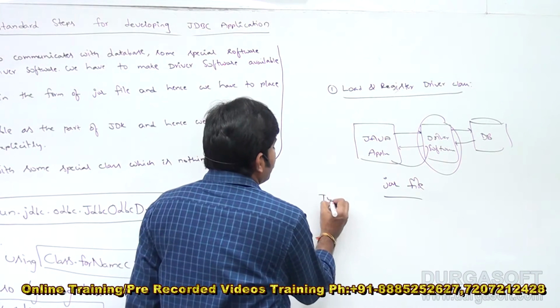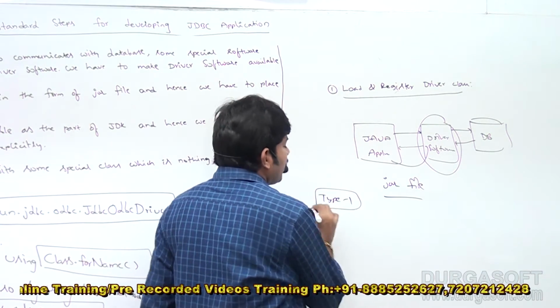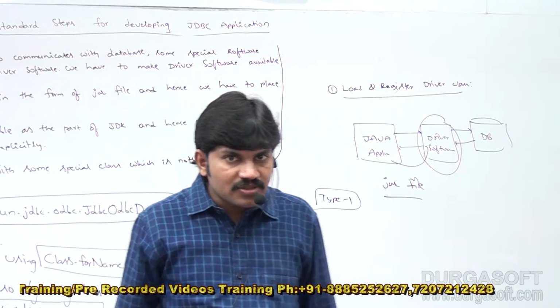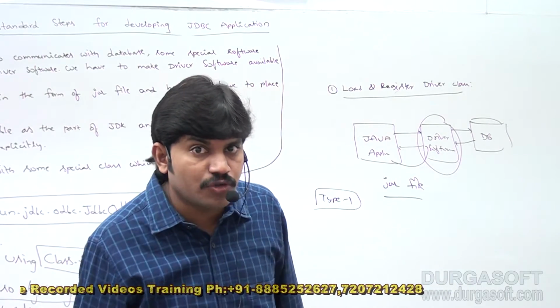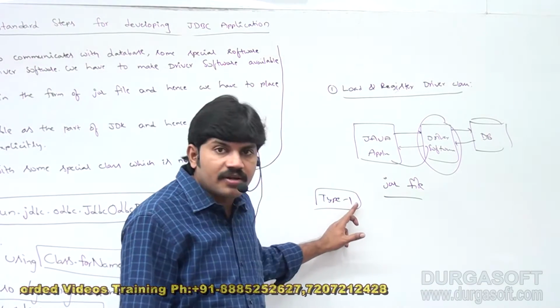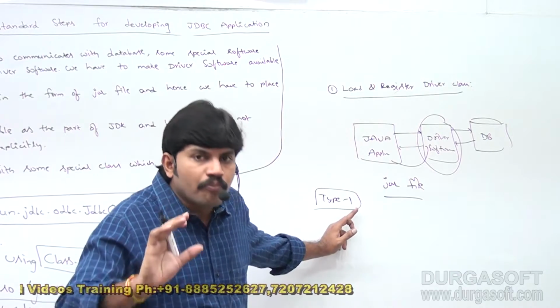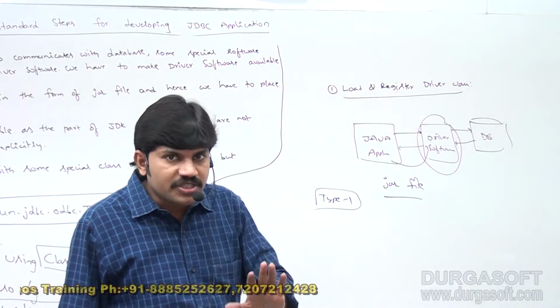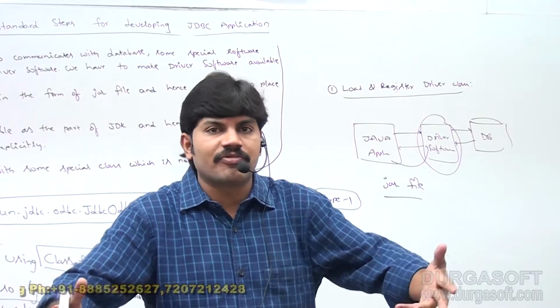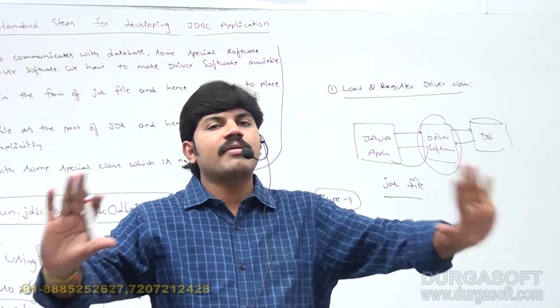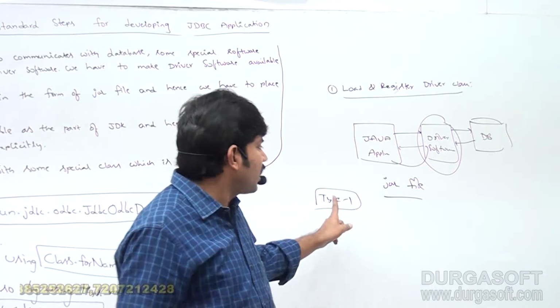But here one small thing you have to be aware of. Type 1 driver is there. Do you know, type 1 driver is also known as the JDBC ODBC bridge driver. Have you remembered, in the last sessions I told? Type 1 driver is available by default as part of the JDK. That's why it is already available with the Java software. We are not required to set any class path if you are going to use a type 1 driver.